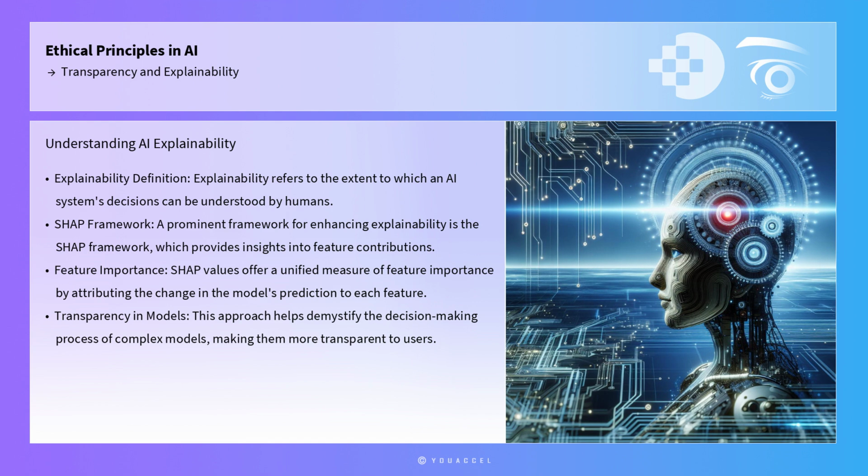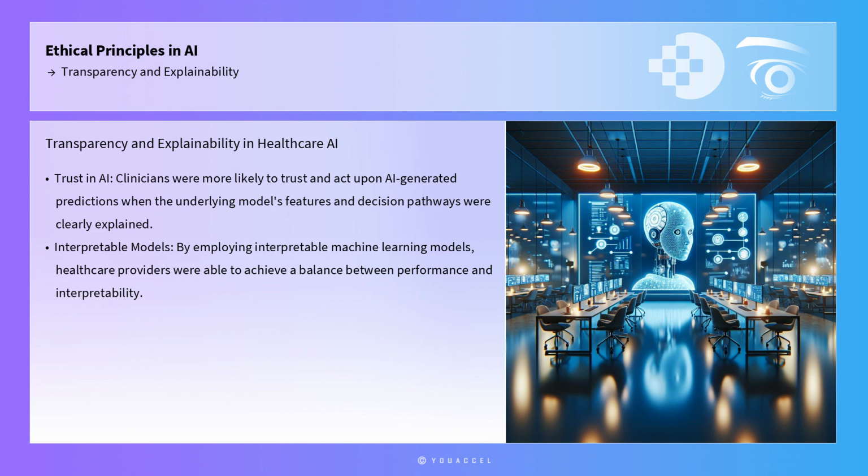Explainability, on the other hand, refers to the extent to which an AI system's decisions can be understood by humans. A prominent framework for enhancing explainability is the SHAP framework. SHAP values provide a unified measure of feature importance by attributing the change in the model's prediction to each feature, thereby offering insights into how features contribute to a particular decision. This approach helps demystify the decision-making process of complex models, such as deep neural networks, making them more transparent to users.